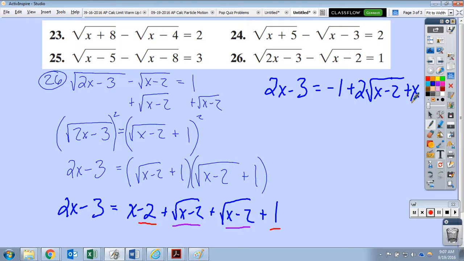How did I get this x? This x came from when I did the square root of x minus 2 times the square root of x minus 2, you just get x minus 2. So to get from this step to this step, all I did was, as I simplified, I combined like terms.